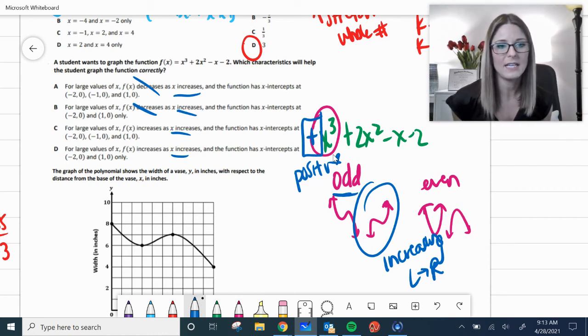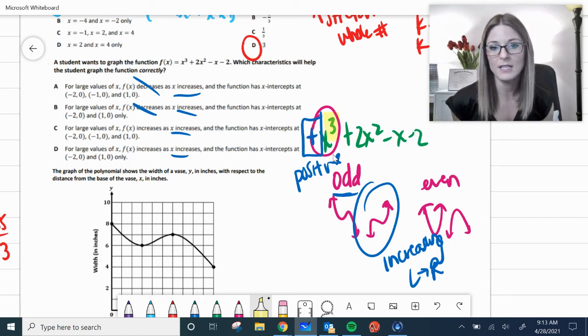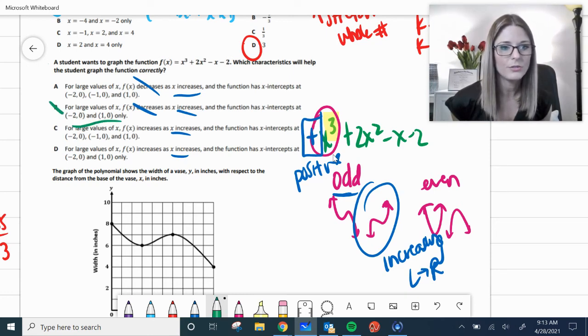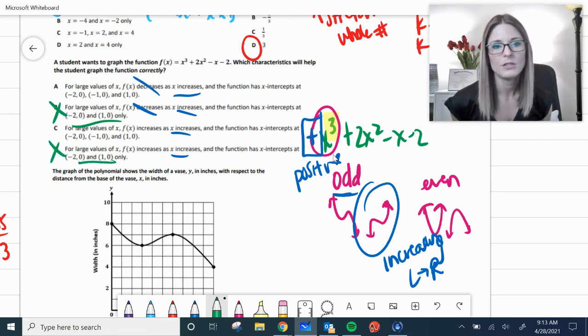And the function has x-intercepts at, let me talk about that other trick. So it is a third degree polynomial. There should be 3 x-intercepts, 1, 2, 3. So this one only has 2. So cross out b. And this one only has 2. Cross out d.